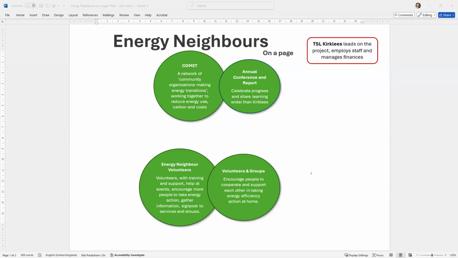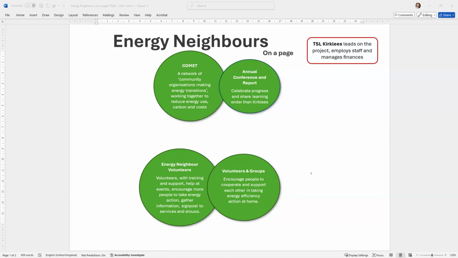Yeah, that's great. So it's a project by TSL Kirklees, one of the acronyms in this meeting that I did understand, which is Third Sector Leaders Kirklees. It's the umbrella body for all the non-profits. And some of the core of this project is to build a network of community organisations. COMIT stands for Community Organisations Making the Energy Transition.